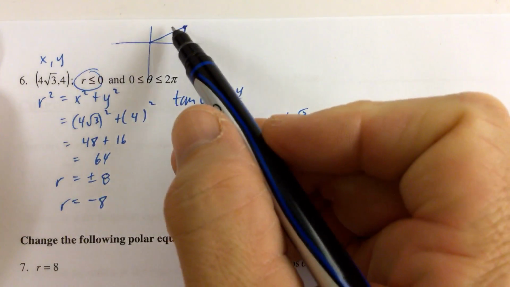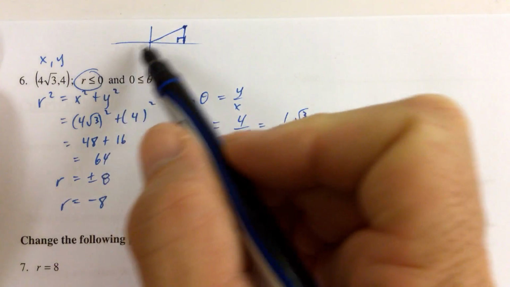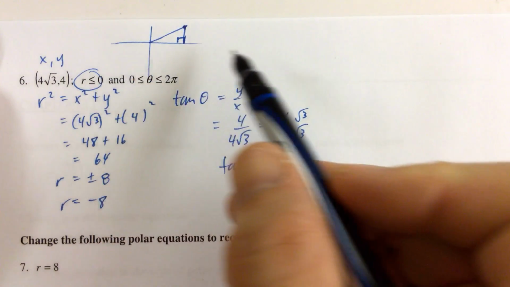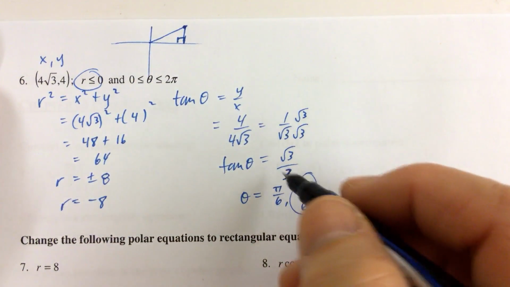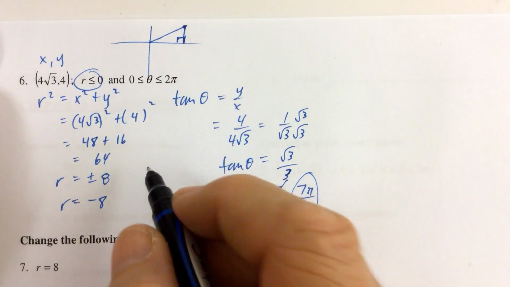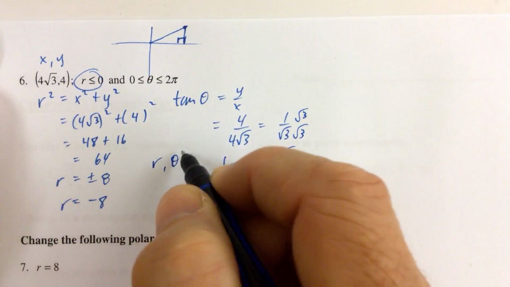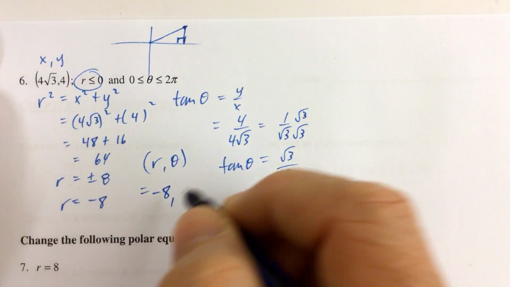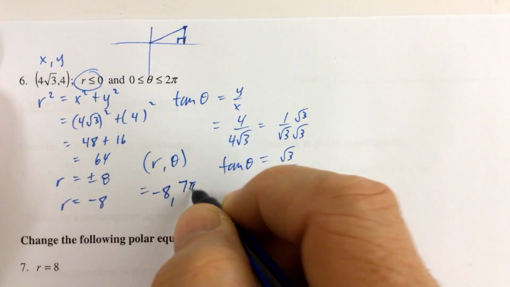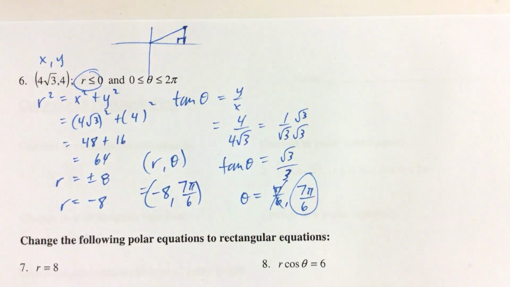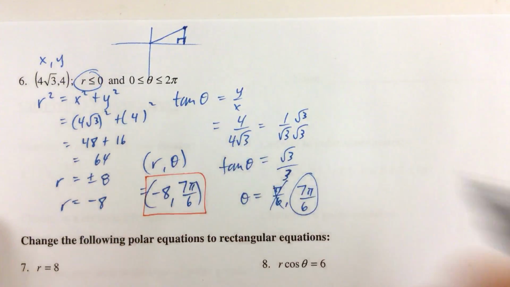But remember, being in the first quadrant, we want to move away from the angle in the third quadrant because the r is negative. And so we're going to use the 7 pi over 6 and move away from that. So therefore, the r, theta is equal to r being negative 8 because we needed it negative, and the theta being 7 pi over 6. And that's it.